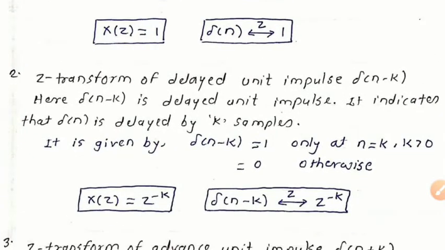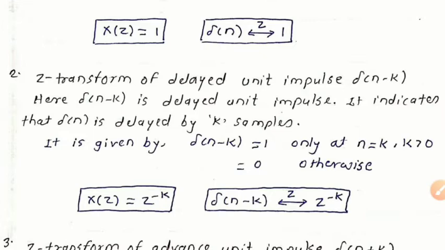Then the next is the Z transform of the delayed unit impulse, which is denoted by delta of n minus k. There is a minus value in this, that is n minus k. What does it indicate? It indicates that delta of n minus 1 is a delayed unit impulse. It indicates that delta of n is delayed by k samples. This delay is denoted by the minus value. So we write delta of n minus k for the delayed unit impulse.